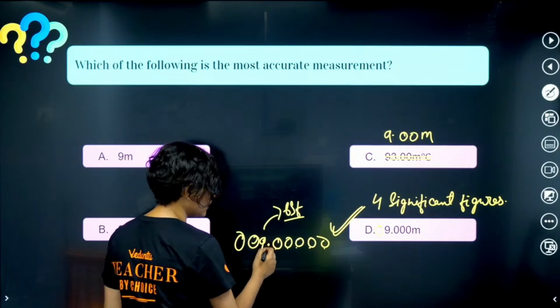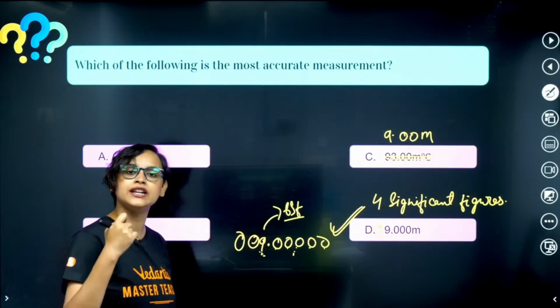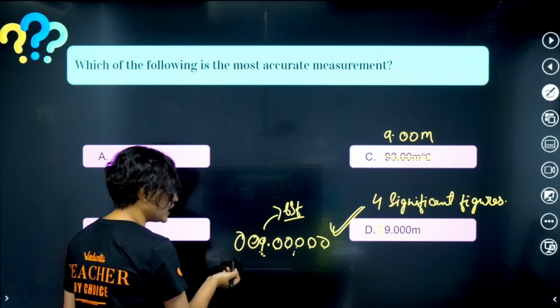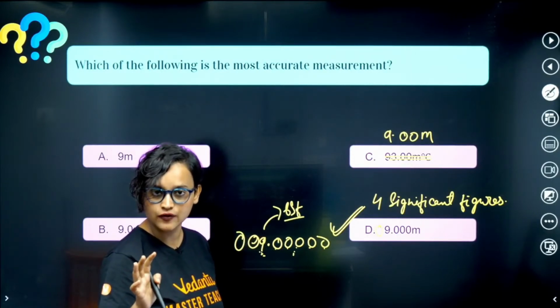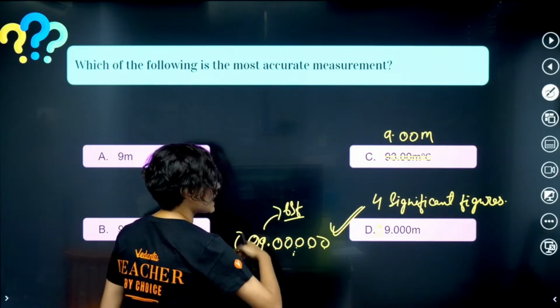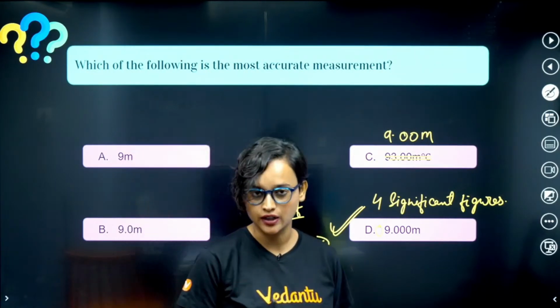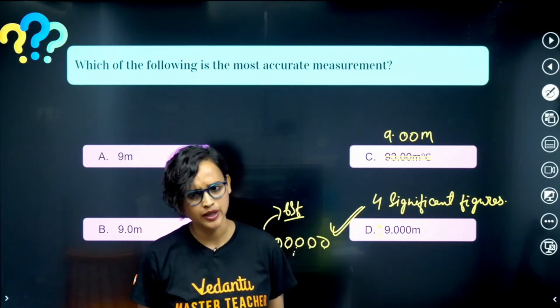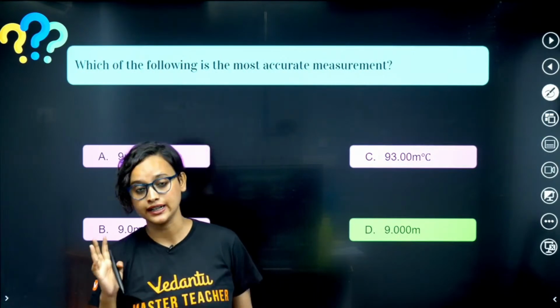So there are rules. If there is a 0 between 2 certain digits, then the 0 will be counted as a significant figure. If there is a 0 just before a decimal point, it is not counted as a significant figure. But if it is after a number, it is counted as a significant figure, okay? That rule is there in your NCERT. Just read through it, it's very simple. So option D is the correct answer.